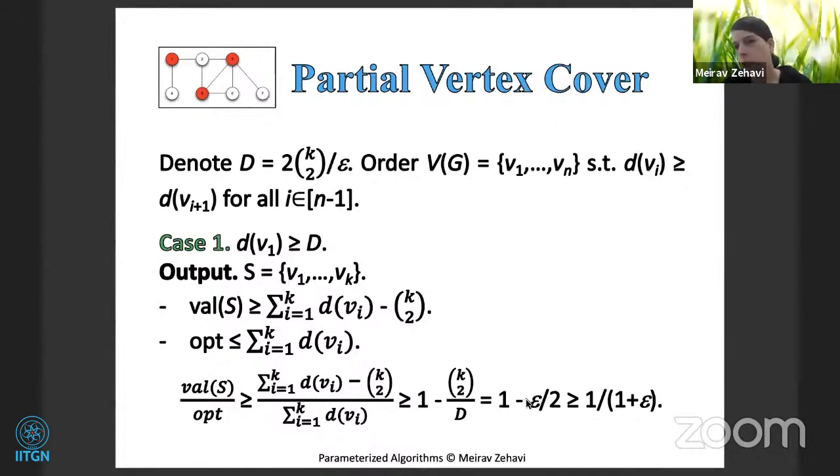And you can see that for any fixed epsilon greater than 0, 1 minus epsilon over 2 is at least 1 over 1 plus epsilon. This is just some calculation.